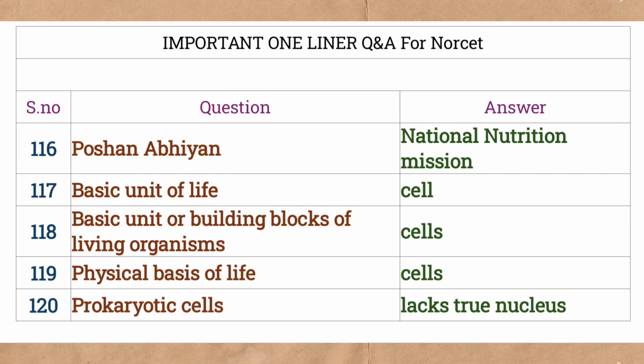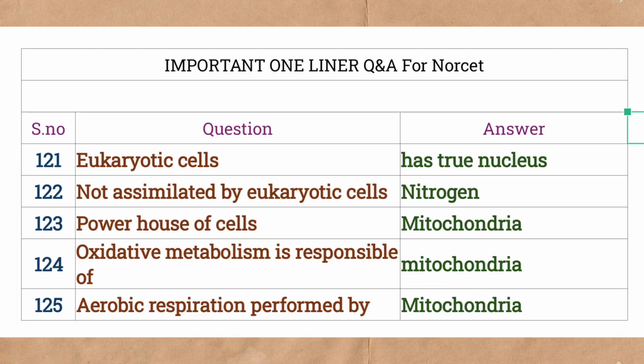117. Basic unit of life: cell. 118. Basic unit or building blocks of living organisms: cells. 119. Physical basis of life: cells. 120. Prokaryotic cells lack a true nucleus. 121. Eukaryotic cells have a true nucleus.